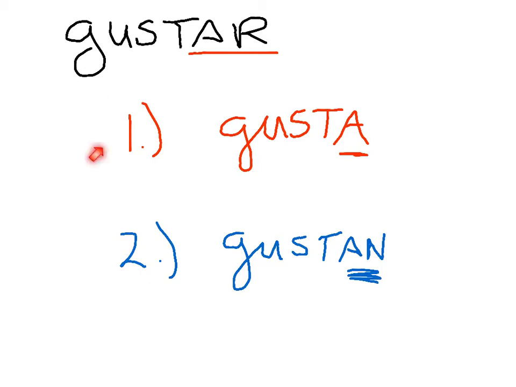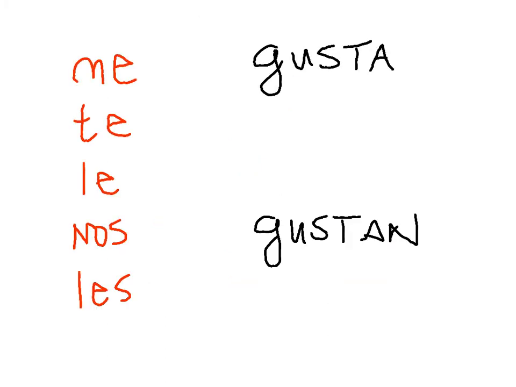Ending number 1 is gusta. Ending number 2 is gustan. So when conjugating the verb gustar, it's either going to be gusta or gustan. That's the first thing we need to know. The second thing we need to know, once we remember that there are only two possible conjugations for gustar, gusta or gustan, is that we have to incorporate what we call indirect object pronouns, although we don't need to know that right now, that have to come before it.